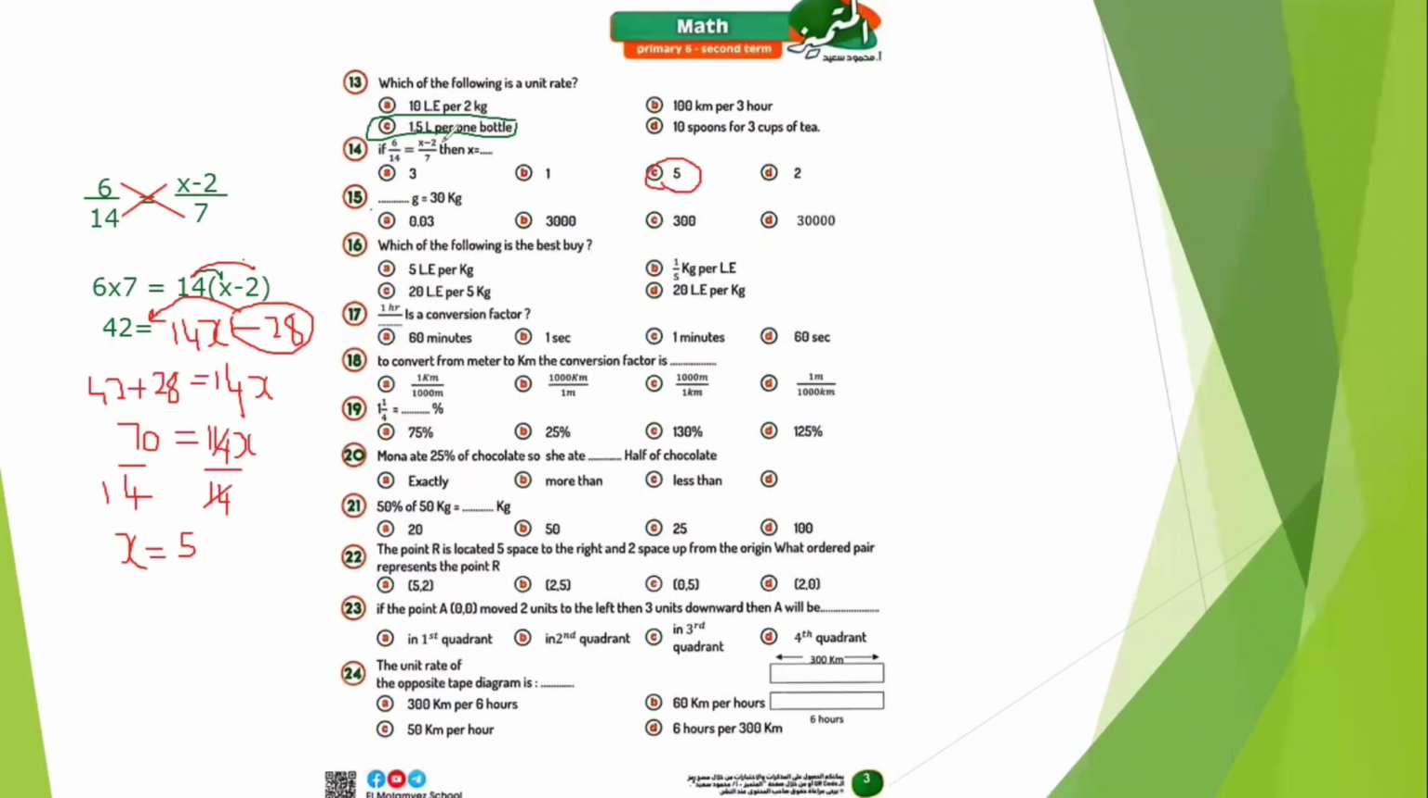If you want to check your answer, you can replace x with 5. 5 minus 2 equals 3, and write 7 in the denominator. Is 3 over 7 equal to 6 over 14? Yes. If you multiply 3 by 2 equals 6, and if you multiply 7 by 2 equals 14. So these are equivalent fractions.